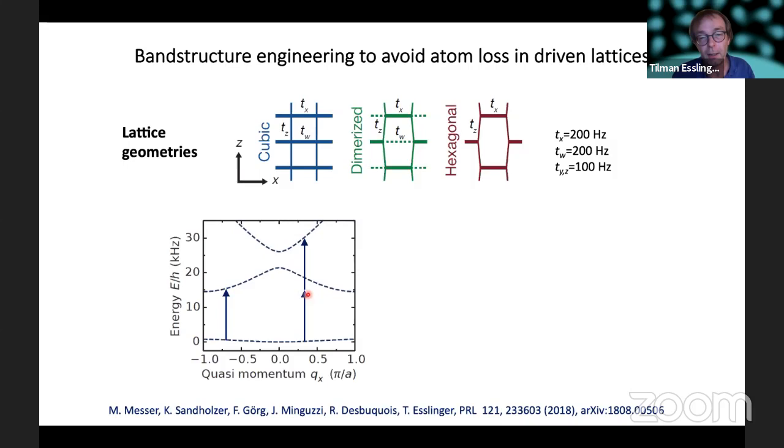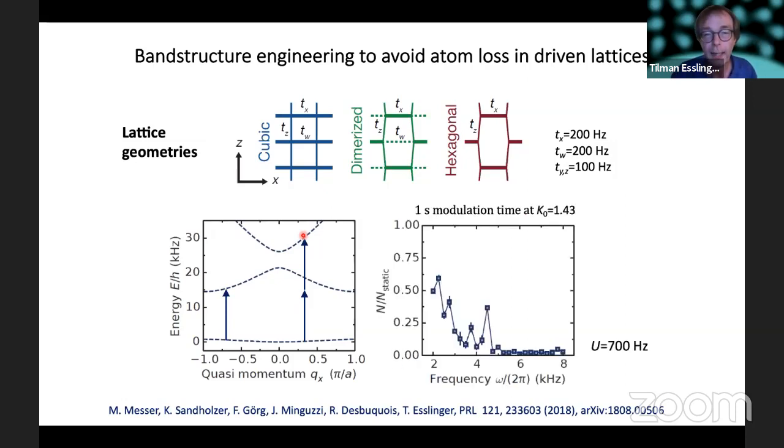However, you may also drive a 2-photon process to a higher band, and then your particle just goes into the higher band and then maybe even further up. And then what you see in the experiment is that if you scan your frequencies and plot the number of particles relative to what you would have after 1 second for a static case, you see, whoops, they disappear fairly quickly.